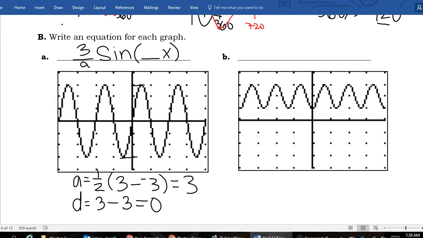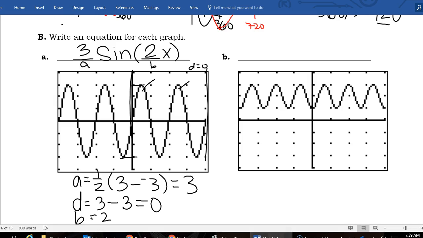And then finally, B, we're just going to count. In 360 degrees, I see 2 bumps, B is 2. That is my completed equation.